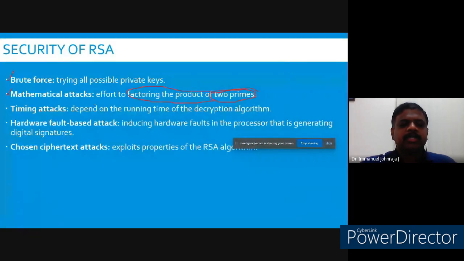Okay. Then the timing attack. I have already spoken about this timing attack, how much time it takes to encrypt or decrypt at various times. And hardware fault based attack and chosen ciphertext attack. This is to randomly check by choosing whether it is able to decrypt it properly. All right. So this is how you can exploit or you can show that RSA is vulnerable to such attack. So that is a chosen ciphertext attack.